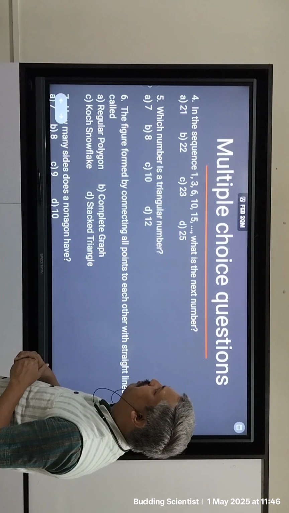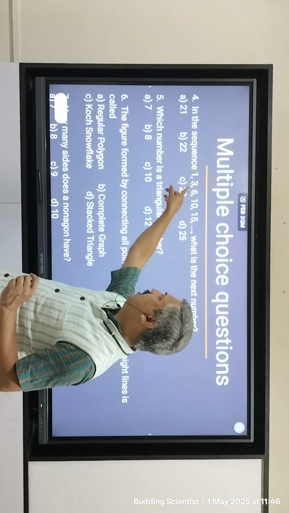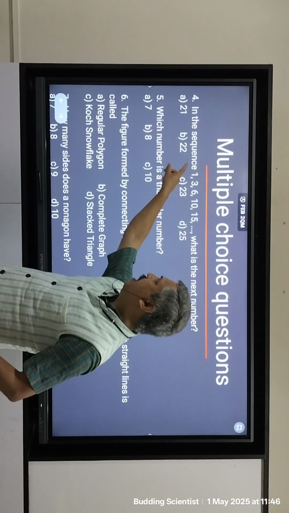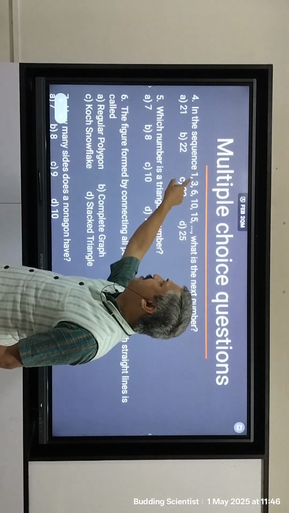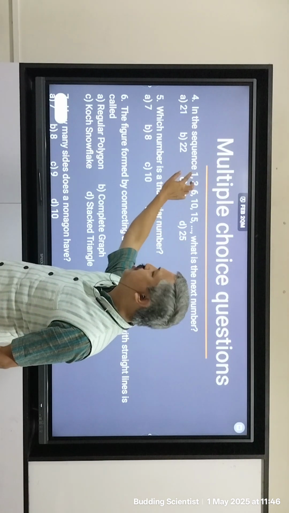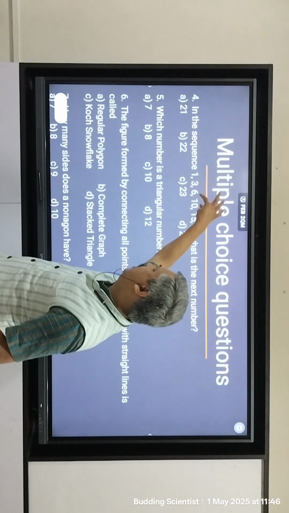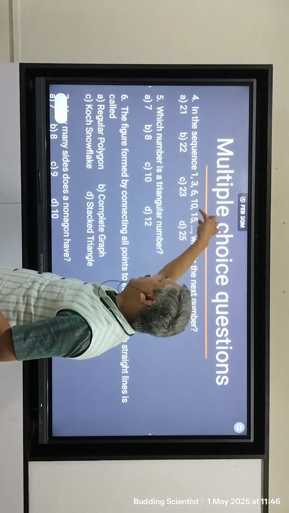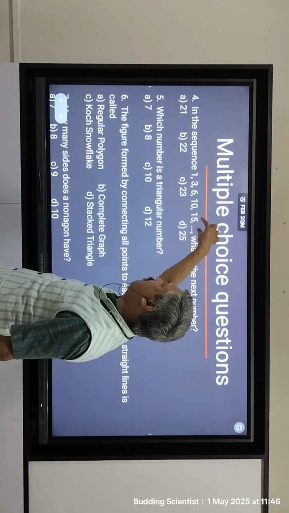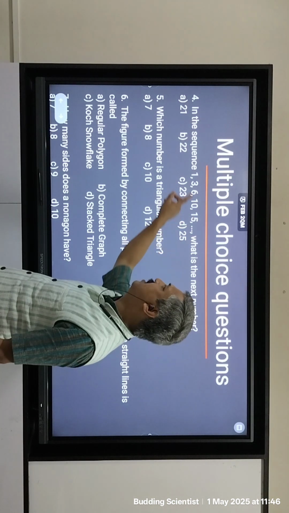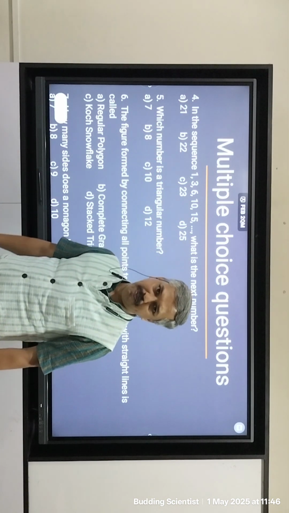Let's see question number 4 now. In the sequence 1, 3, 6, 10, 15, what is the next number? If you observe this sequence, the gap between the first two is 2. Then the gap is 3. Then the gap is 4. Then the gap is 5. So the next gap will be 6. So the next number will be 15 plus 6, which is 21.